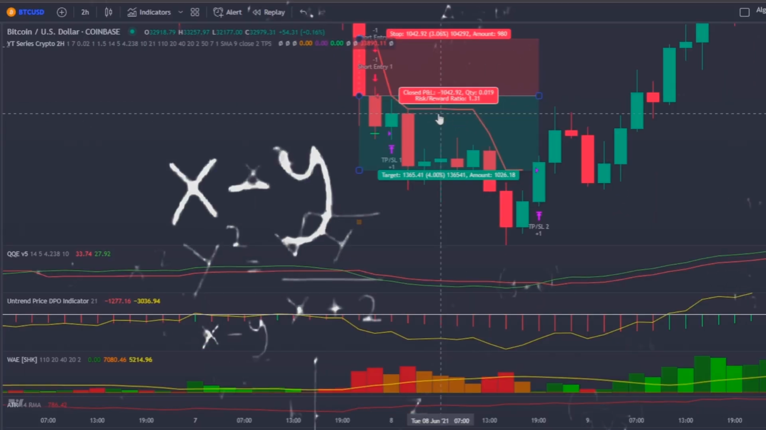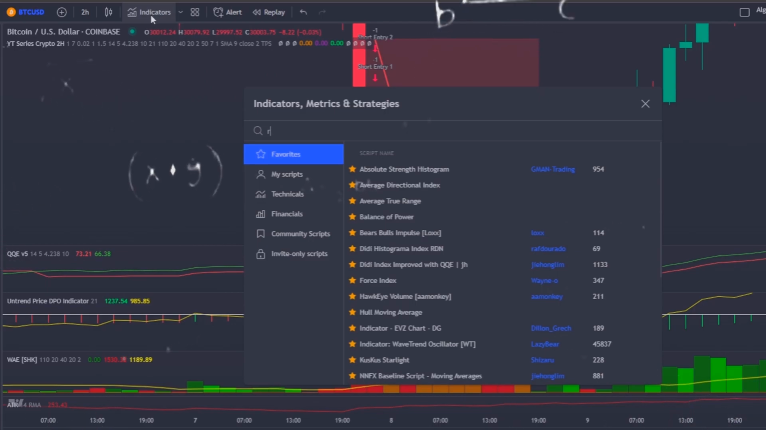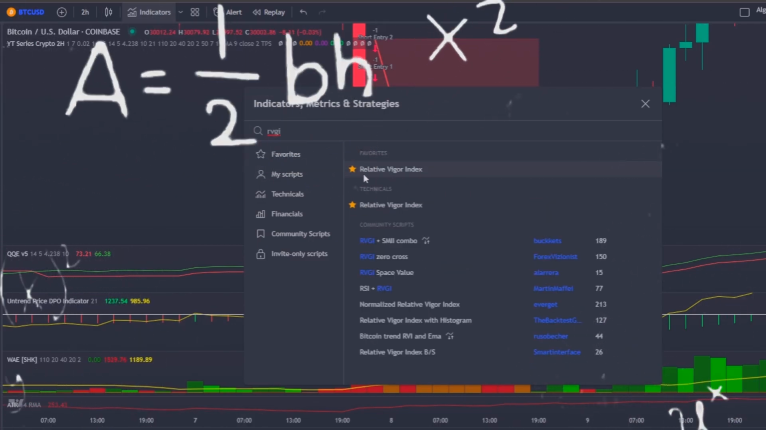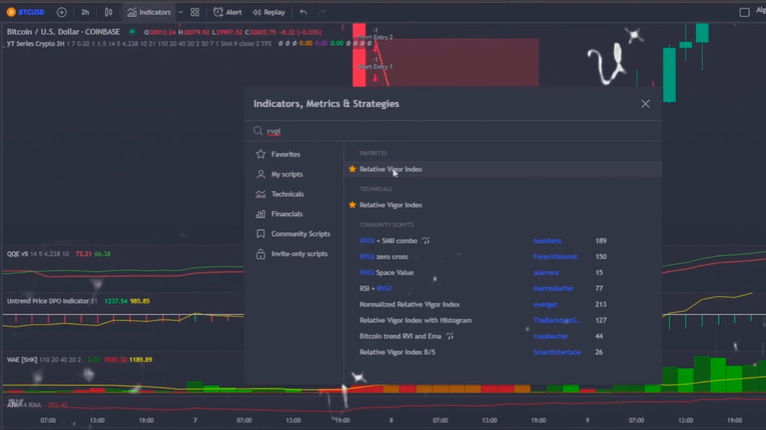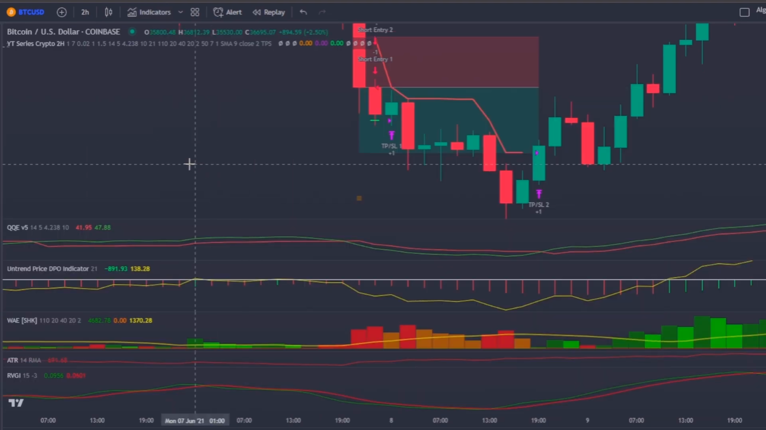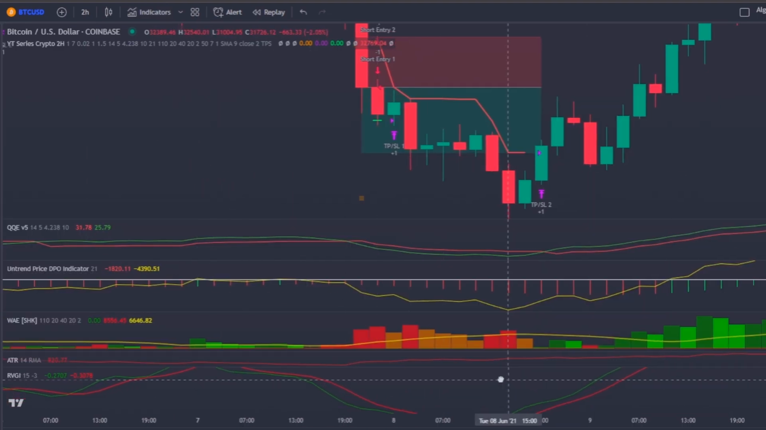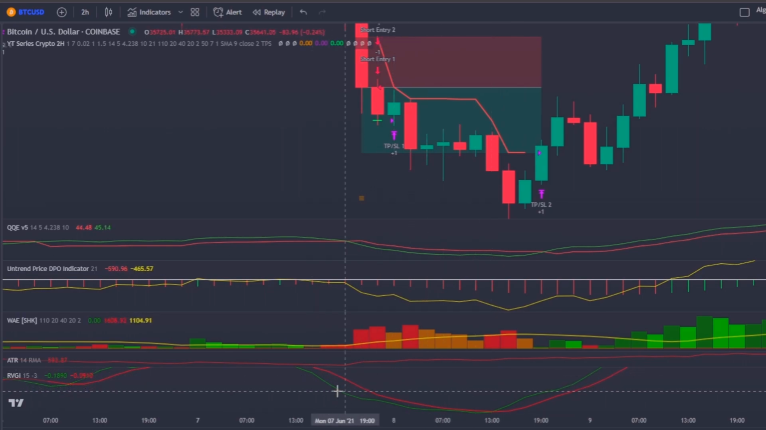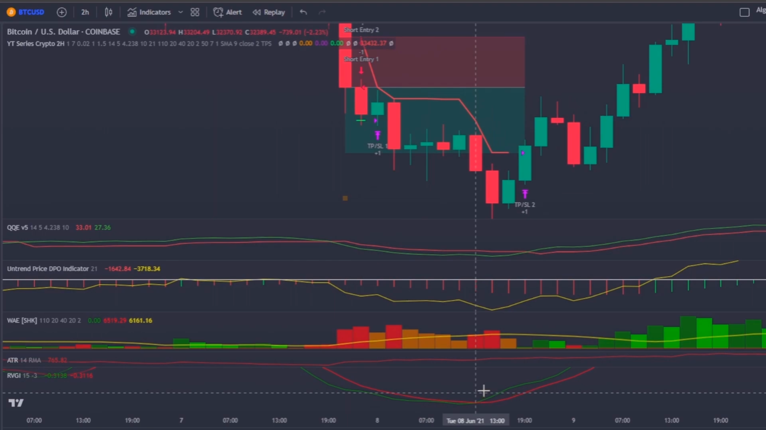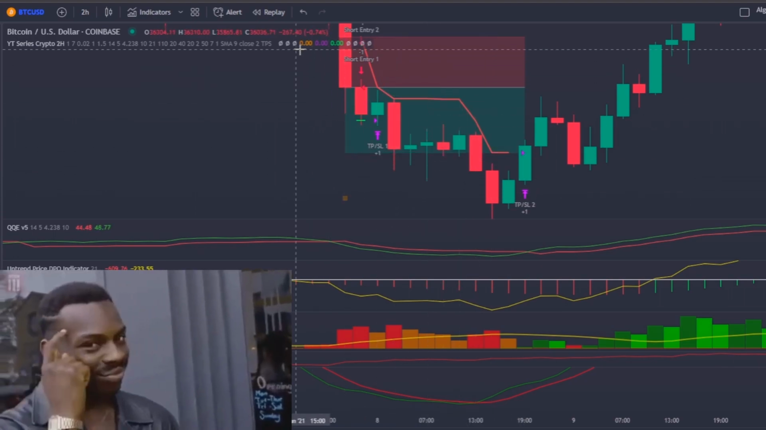But what if we use the relative vigor index as our exit indicator? Will the results be the same? Let's insert that exit indicator to find out. So, as you can see, the relative vigor index is very similar to the Ep.4 indicator, but its signals are faster. It wouldn't be a good confirmation indicator, but maybe it could be a good exit indicator.